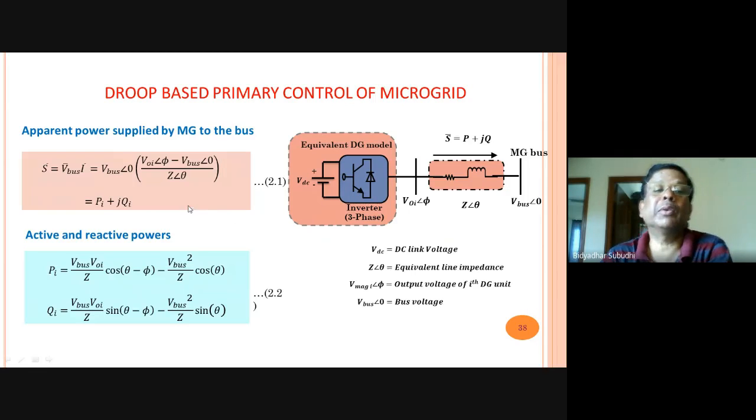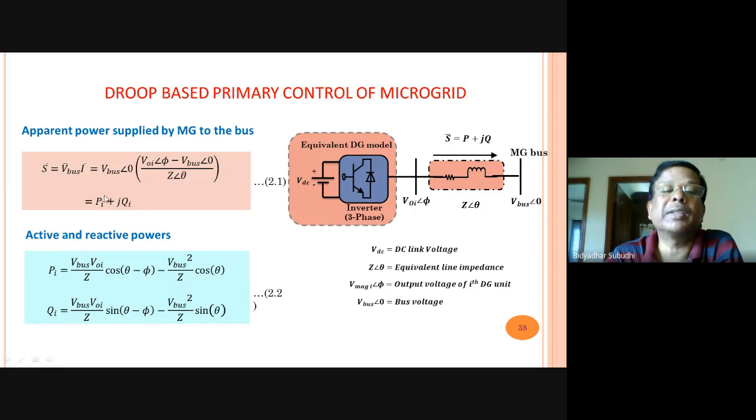Now we know how to implement them in the microgrid system. We make an equivalent DG model of the microgrid. The output of the ith DG is represented as VOi with a phase angle phi. This is the line impedance Z with angle theta, the impedance angle. And this is the complex power being transported to the microgrid from the ith DG. The complex power has two components, P and Q, and we have the bus voltage V bus with, let us say, some angle. For simplicity we consider it to be 0.